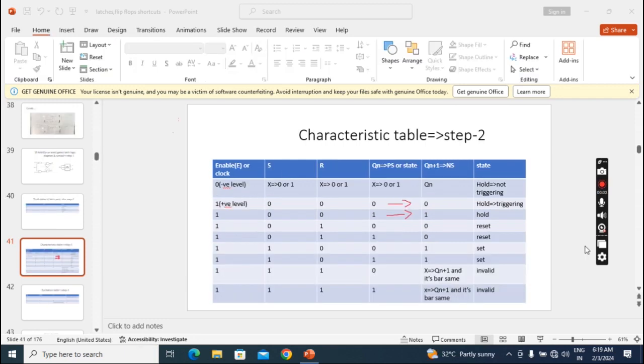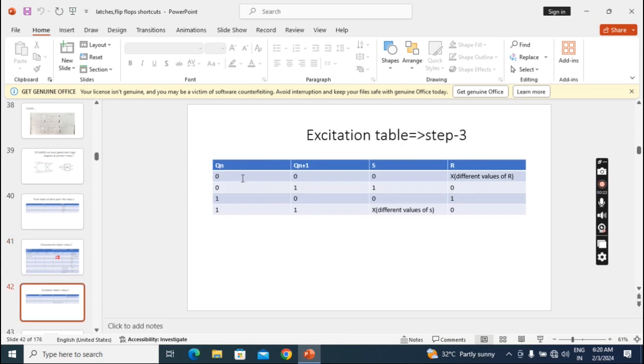There are some other applications of this T flip flop also. In this lecture, we'll discuss the difference between the characteristic table and the excitation table. In the characteristic table, we determine the next state value from the data inputs and present state. But in the excitation table, we determine the data input values from the present state and next state. Suppose for these present state and next state, what can be the input values? Like that.